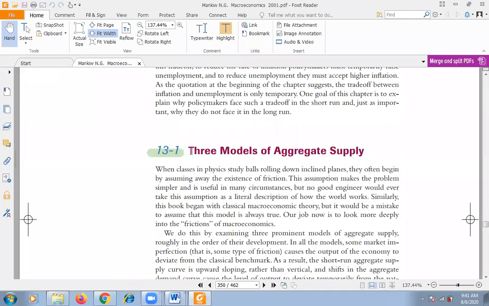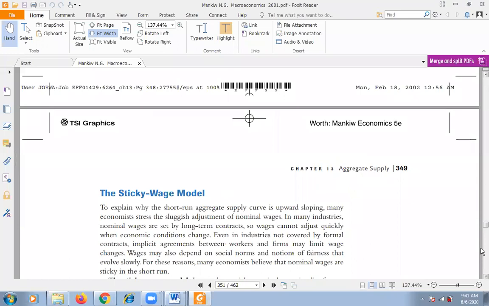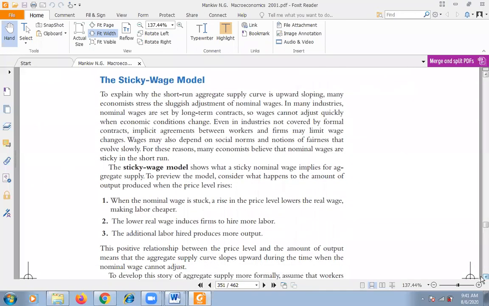Here we will discuss three models of aggregate supply. The first model is the sticky wage model. The wages are sticky in the short run, but flexible in the long run.